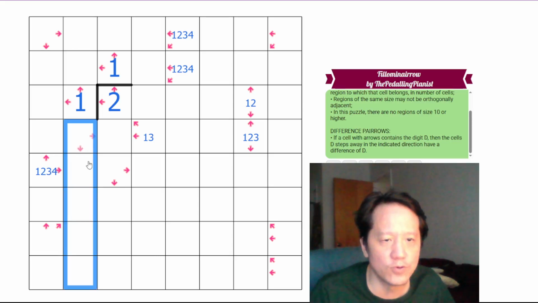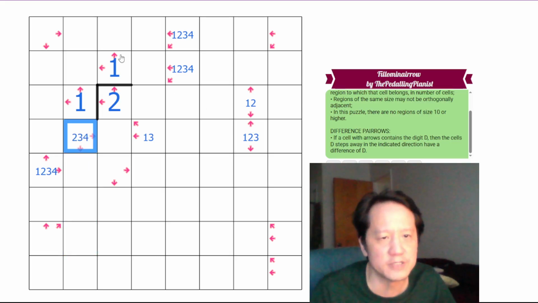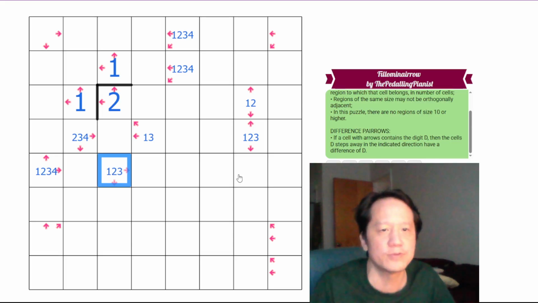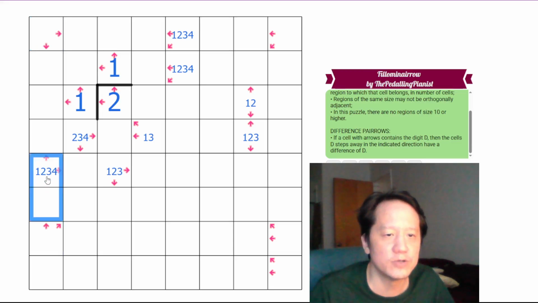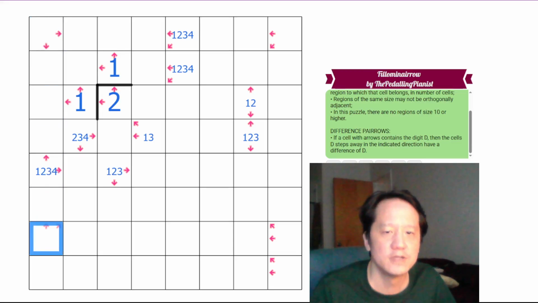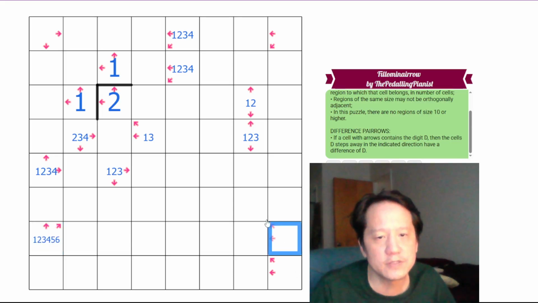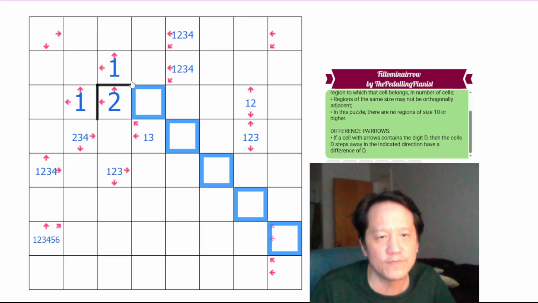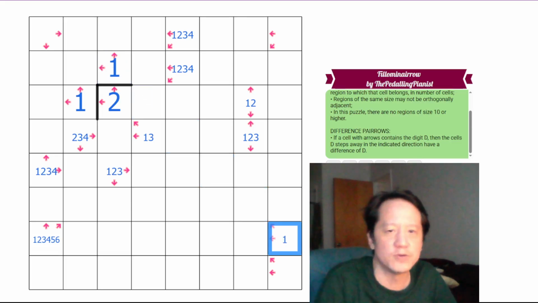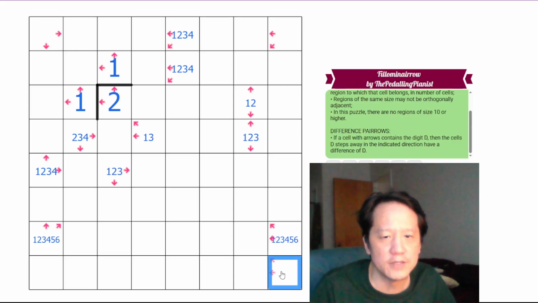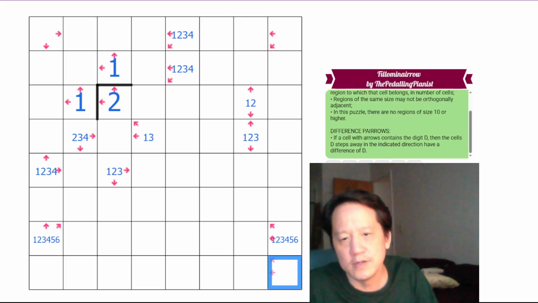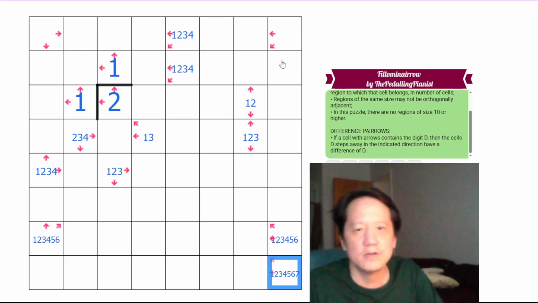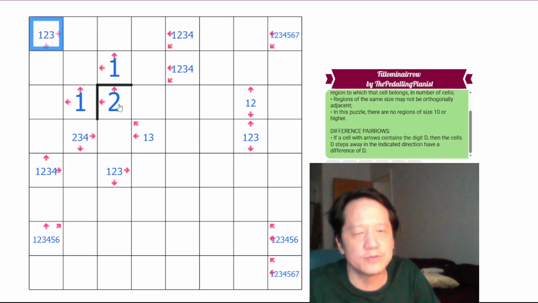This can go only 4 at most that way. It cannot be 1 because it's next to a 1. This can go 3 at most this way, so it's 1, 2, or 3. This can go up to 7. This can go up to 1, 2, 3, 4, 5, 6, so this is 6 at most. So we have 6 that way. And this can go up to 7. So 1 through 7 here, 1 through 7 here, 1 through 7 here.